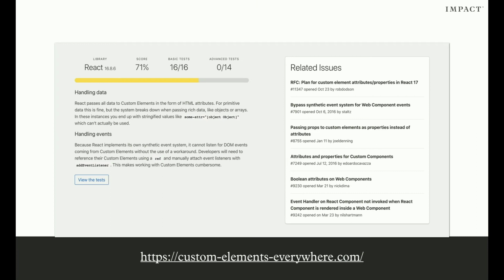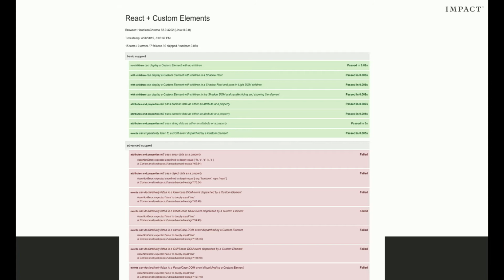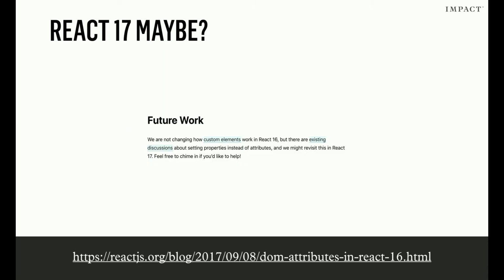So for React, sadly, it passes all the basic tests, which is just like the framework doesn't die or throw an error at you when you put it in. But all the features that you actually want to use, it fails. So you see 0 out of 14 of the advanced tests, which is setting properties on elements and listening for custom events. So yeah, you see, these are all the tests that are failing, and they are in regards to properties, attributes, and events. To be fair, there is talk about defaulting to properties instead of attributes in React 17, but who knows? We never know what's going on with React. Yeah, you can find the blog post here, which is from the official React blog.